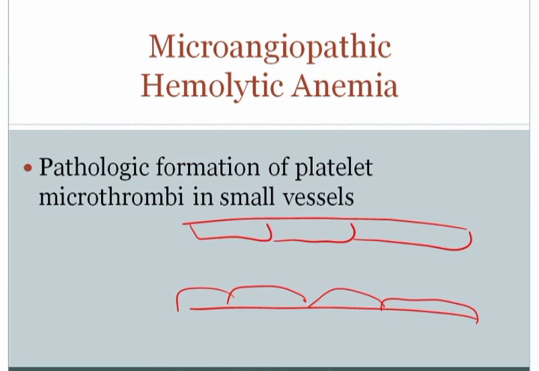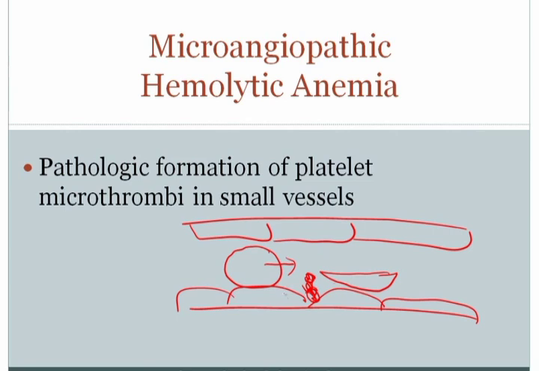Now, the idea here is that in this particular set of disorders, you have something called a platelet microthrombus. So for some reason, and I'll talk about the reasons in a minute, you get an abnormal aggregation of platelets forming a platelet microthrombus. Now, that platelet microthrombus, guess who has to pass across it? The red blood cell. So as the red blood cell crosses that platelet microthrombus, which is partially occluding the blood vessel, you're going to get shearing of the red blood cell, which is called a schistocyte.